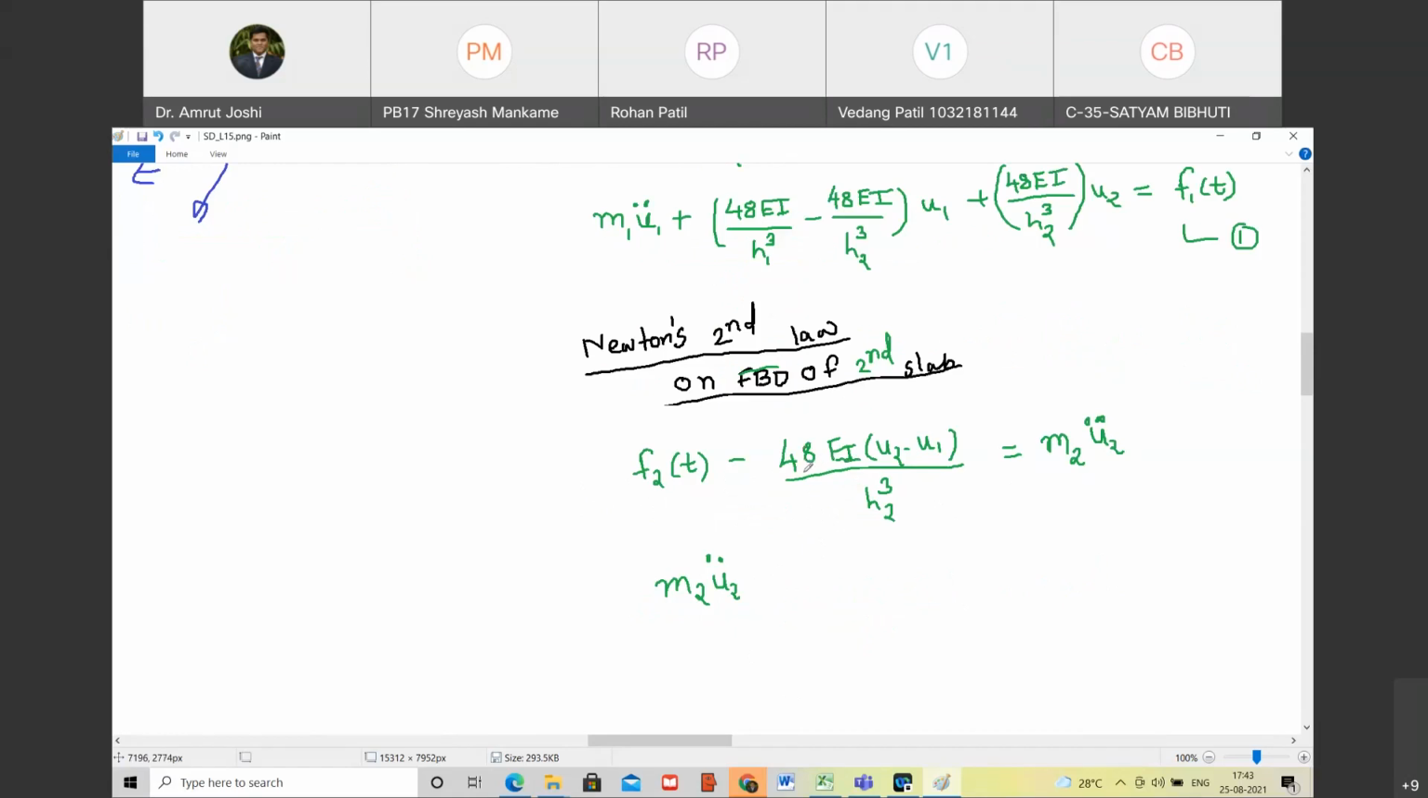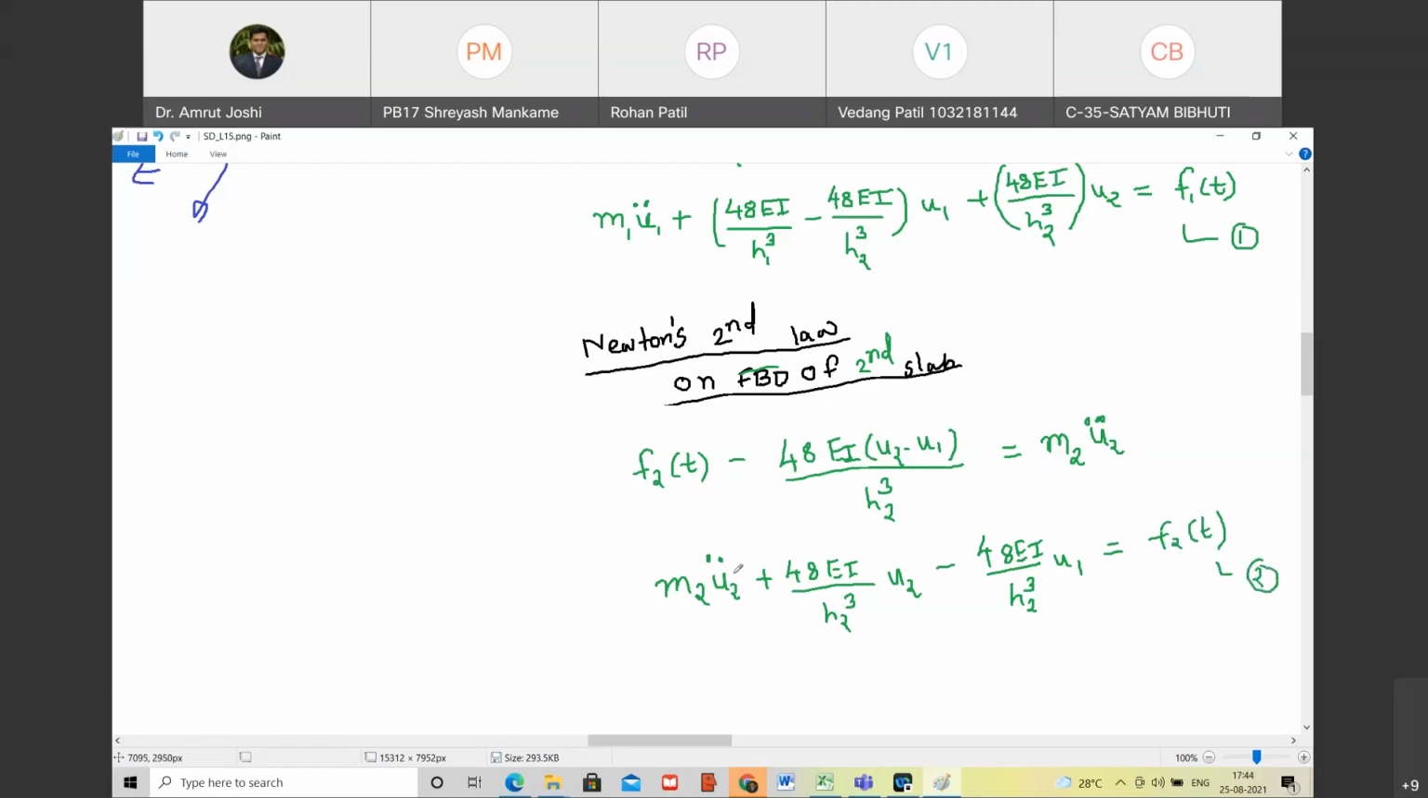So this is minus, that will be plus. So it is going to be plus 48 EI by H2 cube into U2. Do you agree with me? Yes, sir. And minus 48 EI upon H2 cube into U1. Happy? Yes, sir. This is equal to F2 of T, and this is my second equation.